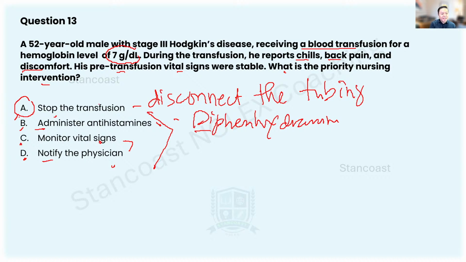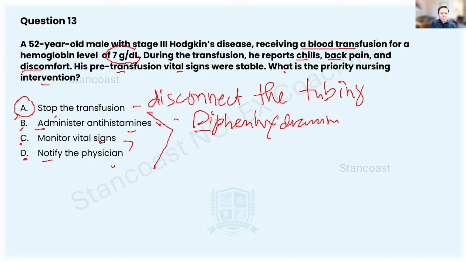So again, stop the transfusion is our priority. And then we're going to disconnect the tubing and keep that saline line open. Then we're going to monitor the vital signs, call the medical provider, and possibly we're going to get an order for an antihistamine once we have talked with the medical provider. So those are the possible sequence that we will be doing in a real scenario, okay?